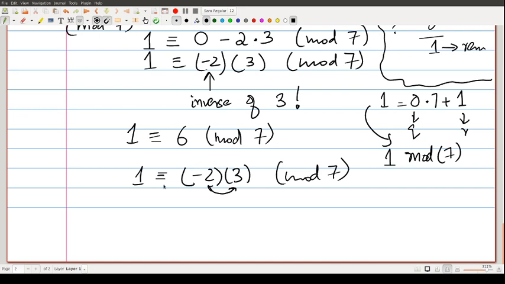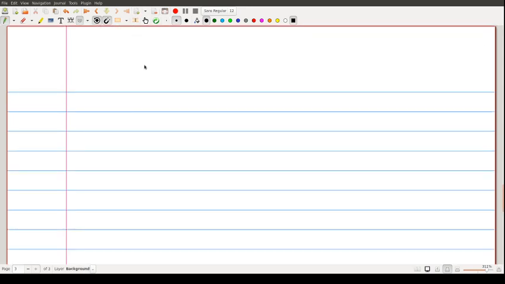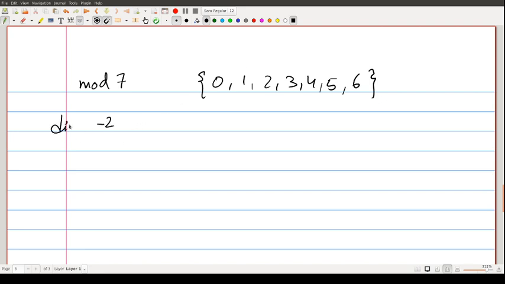Okay. And so before we start using minus 2, just recall that if you're in mod 7, minus 2 should be associated with one of the numbers 0, 1, 2, 3, 4, 5, 6. So I need to divide minus 2 by 7 and find a remainder, and this remainder should be from 0 to 6.